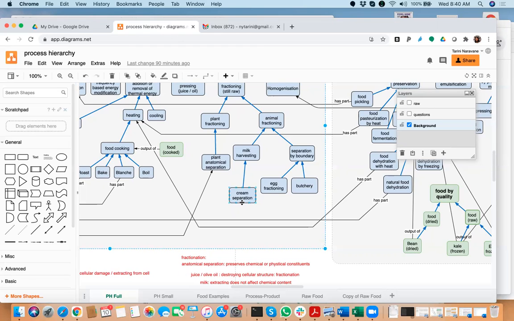Okay, so next question. Is separation by boundary an anatomical separation? Is it the same thing?